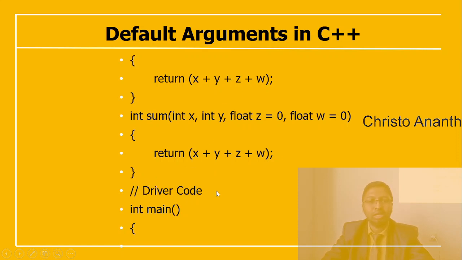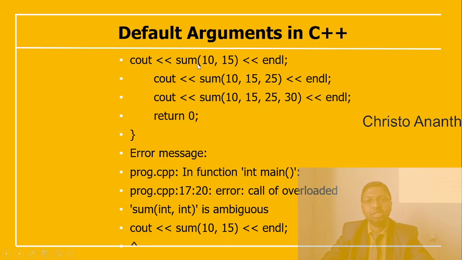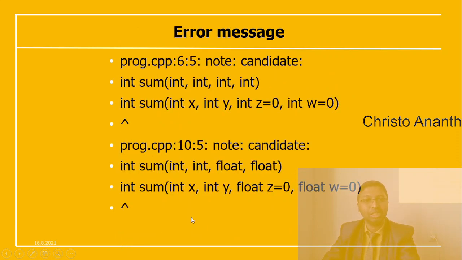So the driver code in the main function: cout sum of 10, 15; cout sum of 10, 15, 25; cout sum of 10, 15, 25, 30; and return 0. But if you try to execute this one, it will show an error message. In the function int main, that is the driver code, you will have the error: call of overloaded sum(int, int) is ambiguous. So this line, cout sum of 10, 15, will show the error.